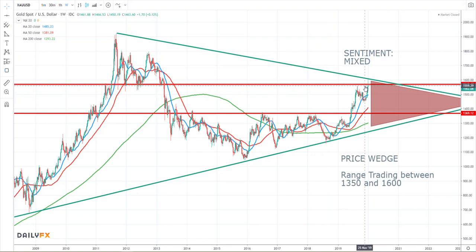So, if we look recently, we've got our moving averages. This is very bullish, right? 20 on top of our 50 on top of our 200. And we've got this ascending uptrend.